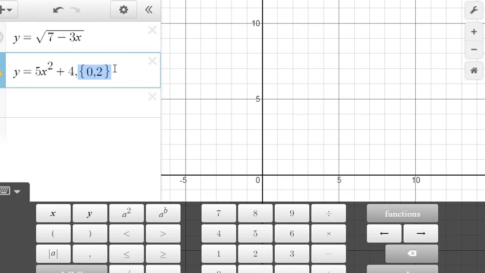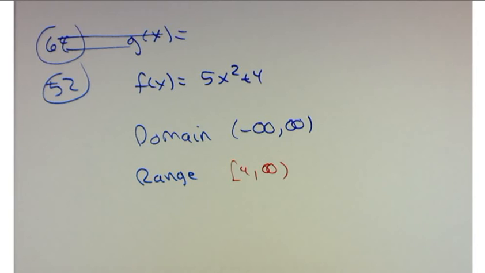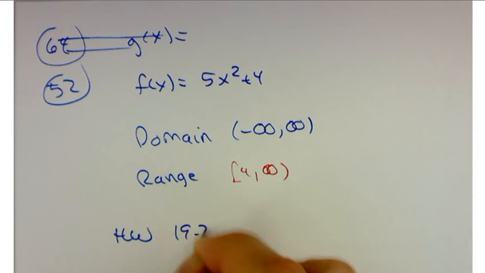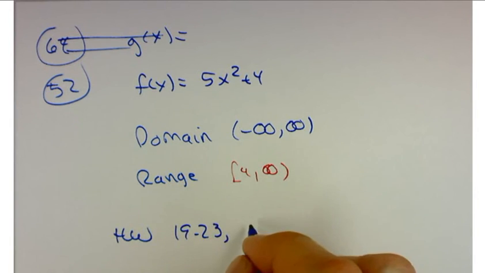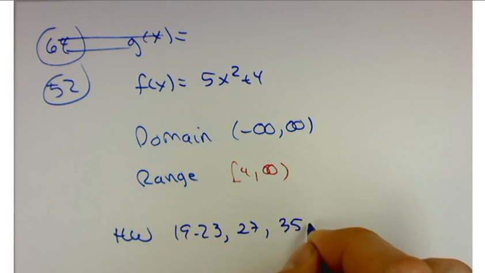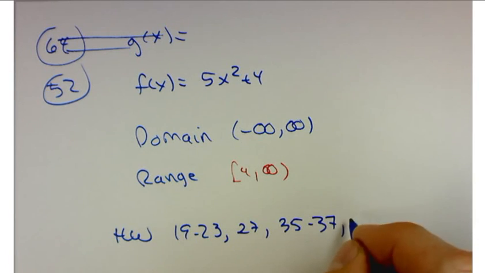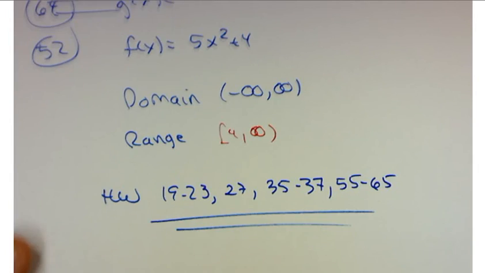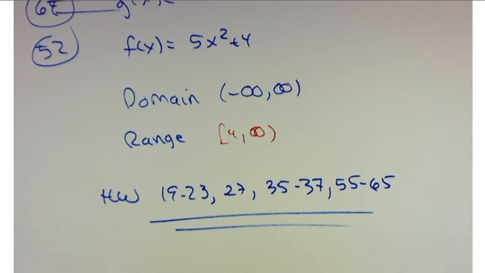And let me get you some homework. So for homework, try 19 through 23, 27, 35 through 37, 55 through 65. That's for section 2.1.